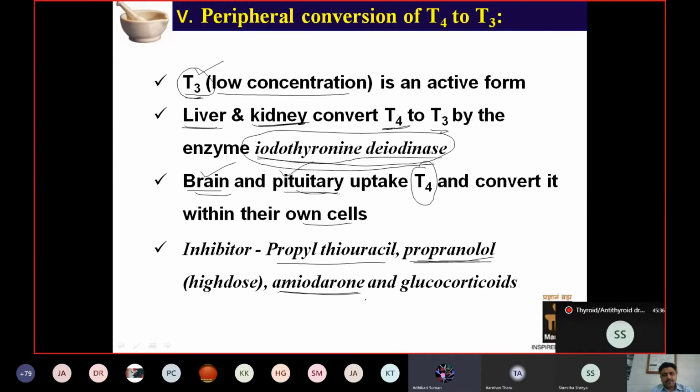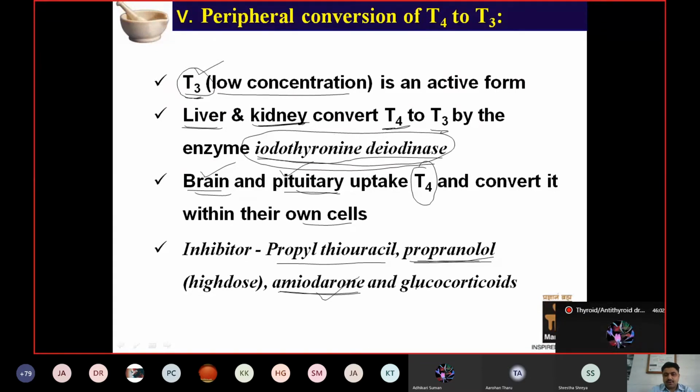Anti-arrhythmic drug. Yes, very good. So it is an anti-arrhythmic drug, so it also affects this conversion. The conversion will be affected: T4 will not convert to T3. So the action of thyroid hormone will not be there. Okay, the thyroid hormone will be there, but the action will be lesser.